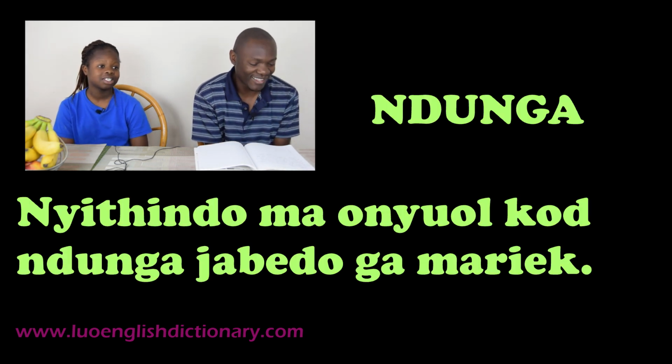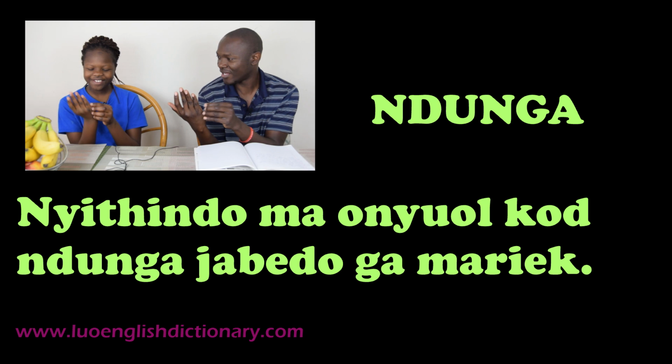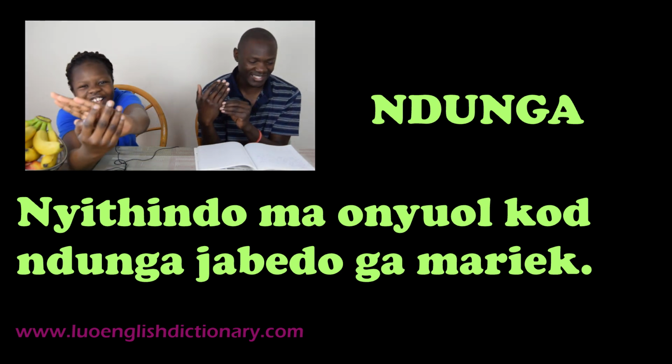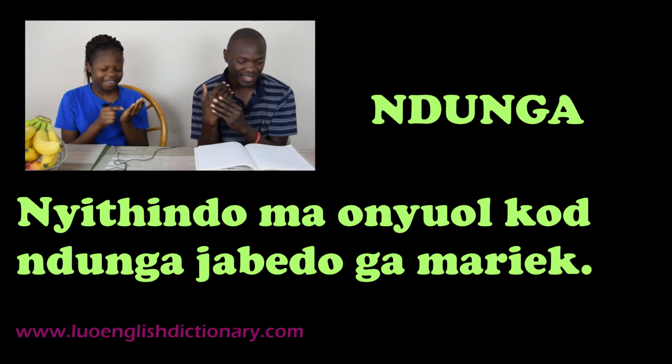The last one is ndunga. Now there's usually some finger that comes out here. I have one. That is called ndunga. So that is the sixth finger. Mine kept on growing when I was little.